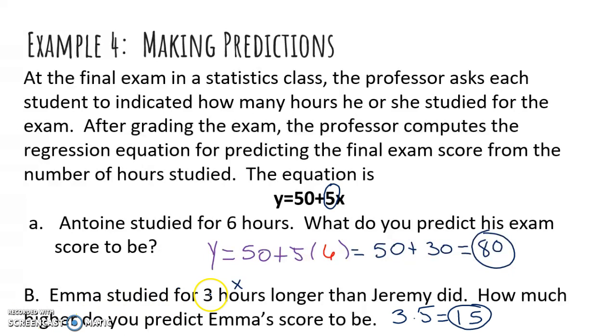Okay, the difference in the x's from Emma to Jeremy would be 3 hours. That's the difference in the x's. So to determine the difference in the y's, the difference in their scores, we multiply the difference in the x's, which is 3, times the slope of the regression equation, which is 5. So 3 times 5 would be 15, which means Emma's score differs from Jeremy's by 15 points.